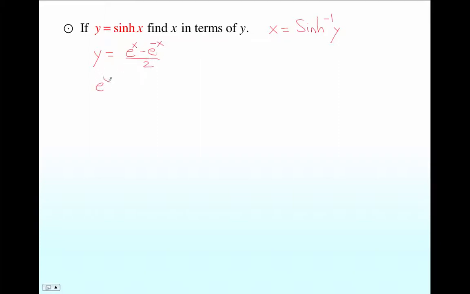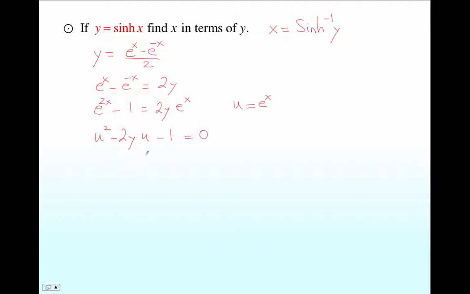And of course, that's completely equivalent to this formula, which is e to the x minus e to the minus x is equal to 2y. Let me multiply both sides by e to the x. So I have e to the 2x minus e to the x into e to the minus x, which is 1. And that's equal to 2y e to the power x. Now let's say that I call e to the x as u. So what I have then is u squared minus 2y u minus 1 is equal to 0.